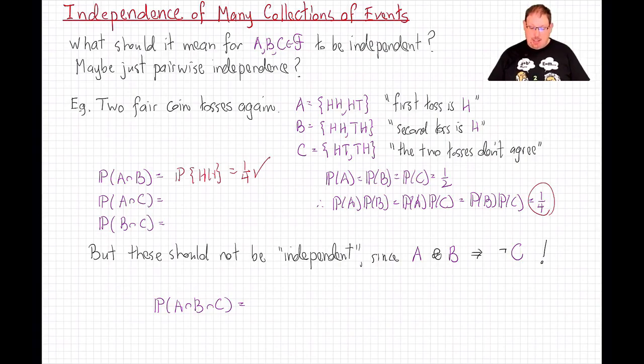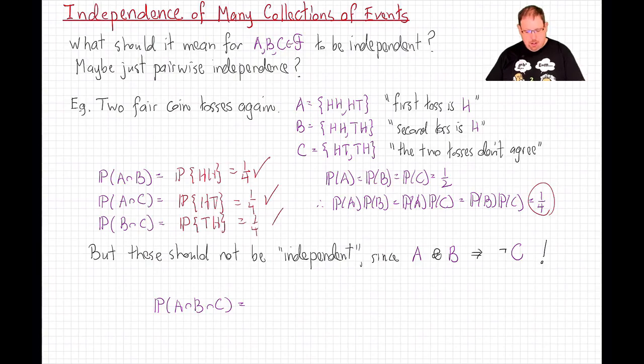How about A intersect C? That's the event that the first toss is heads and the two tosses don't agree, which means that the second toss is tails. And so this is the probability of the single outcome heads-tails, which again is 1/4. Good. And B intersect C is the event that the second toss is heads and the two don't agree, therefore the first is tails. So this is the probability of the singleton tails-heads, which is also 1/4. And we see that these three events, A, B, and C, are pairwise independent.